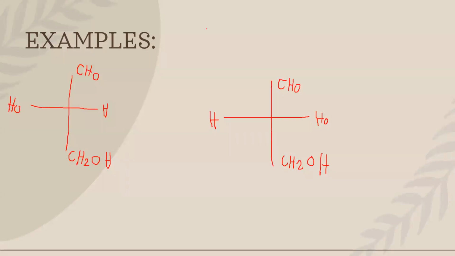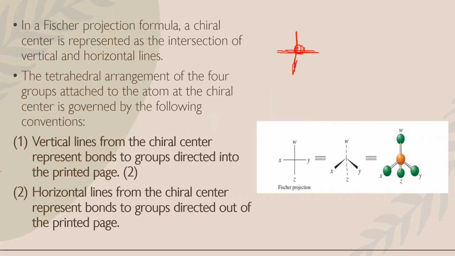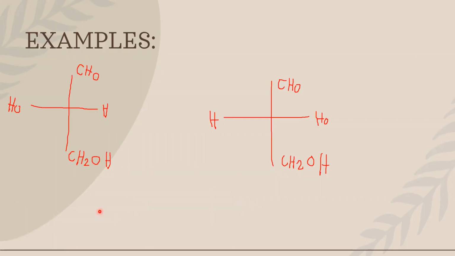So in the Fischer projection formula, it is said that the vertical lines from the chiral center represent the bonds to the groups directed into the printed page. Horizontal lines from the chiral center represent the bonds directed out of the printed page. So let us use, for example, glyceraldehyde. Glyceraldehyde, in Fischer projection formulas, meron siyang two enantiomers.